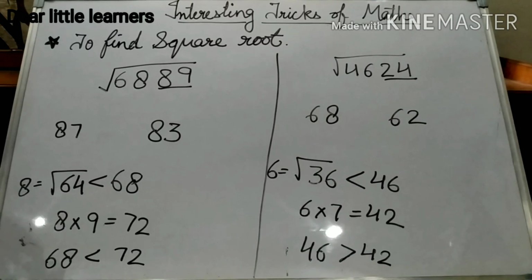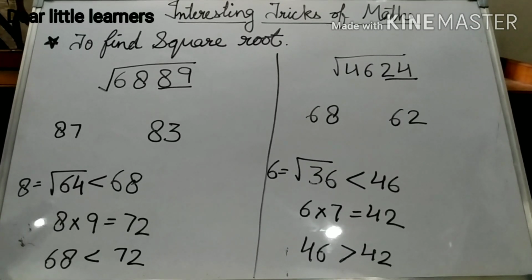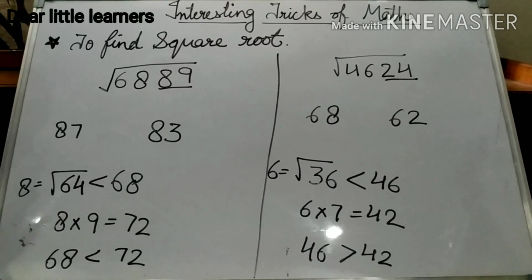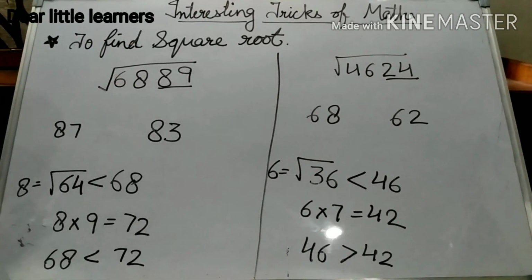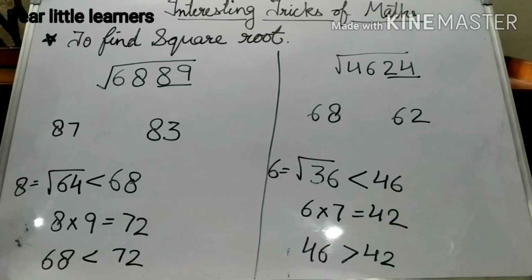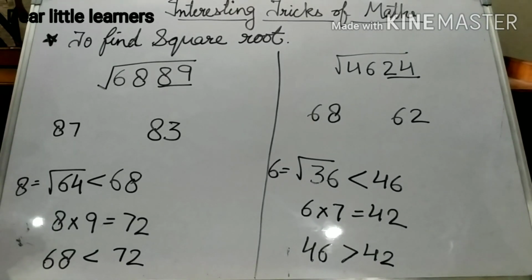Now children, the next trick is to find the square root. Okay, so here I have taken the numbers 6889 and 4624. We have to find out the square root of these numbers. So I am telling you how to find it out by tricks.